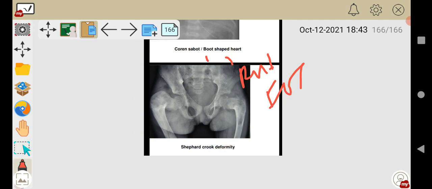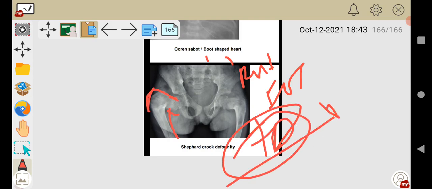This one, Shepherd's crook deformity, seen in fibrous dysplasia. This is also important, guys. See the pattern of this bone, crook type, right? Shepherd's crook deformity in fibrous dysplasia.